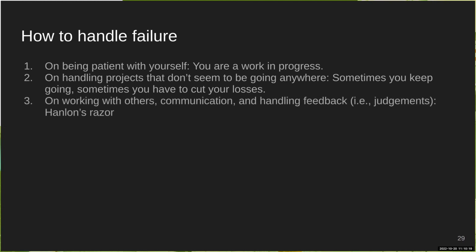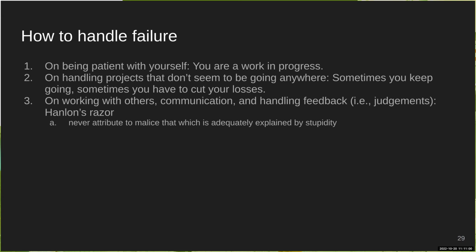Okay, here's one where I want to spend a little time: working with others, communication, handling feedback, all the judgments that come upon you. Hanlon's razor. This is a mantra of mine. Hanlon's razor is kind of like Occam's razor, but different. It posits that you never attribute to malice that which is adequately explained by stupidity. So things happen to you. People seem mean to you, paper rejection, all these failures, all these challenges, and other people are involved. Most of the time, it's not because they're malicious. If your advisor gives you feedback on your paper or on your writing or whatever, and it seems brutal, they're not being malicious, usually.